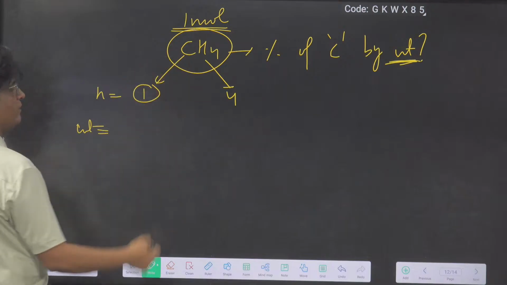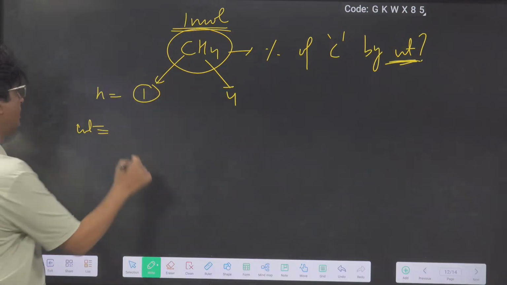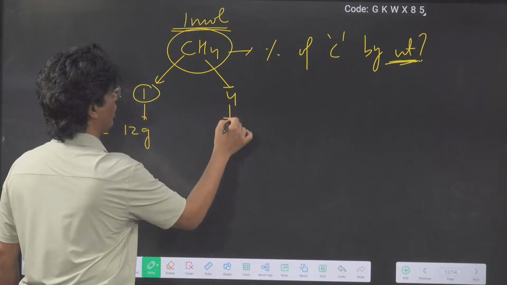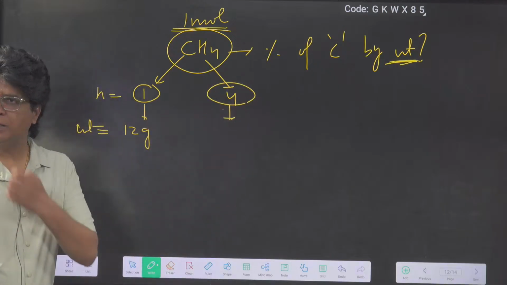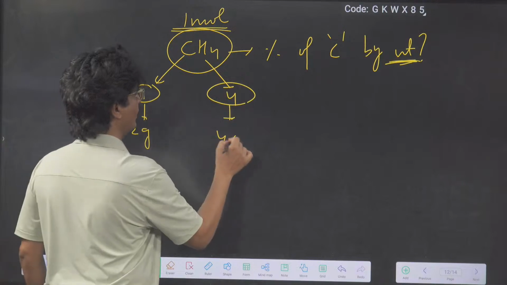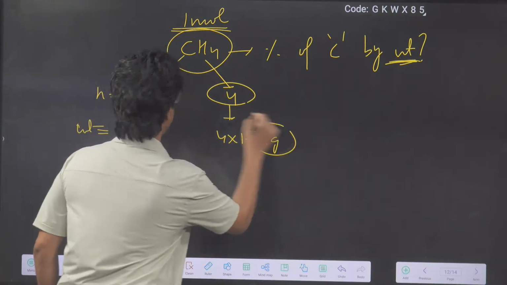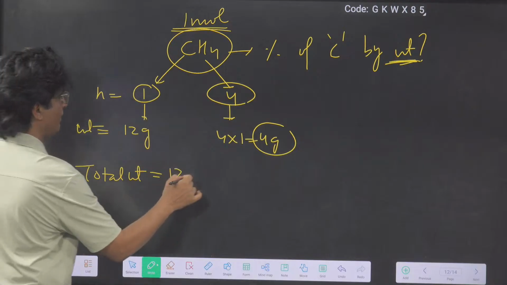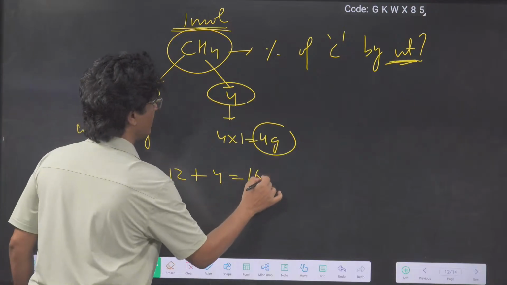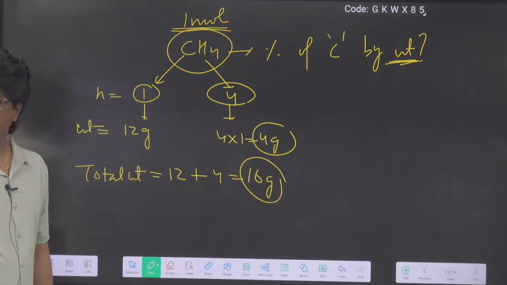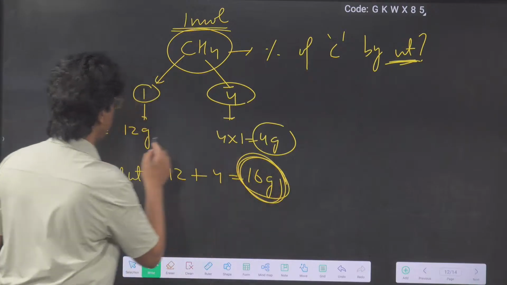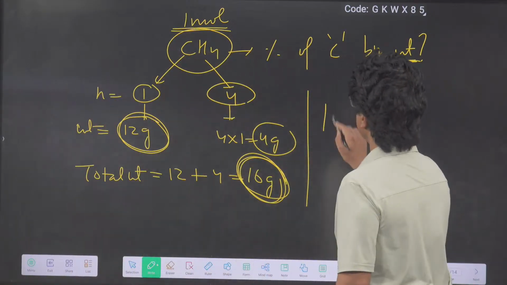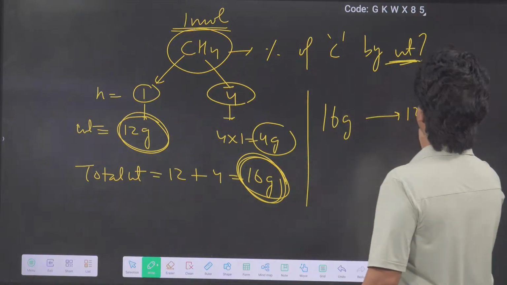1 mole of carbon will have how much weight? Its atomic weight, that is 12 gram. And 4 mole of hydrogen will have how much weight? Its atomic weight, that is 4 into 1, that is 4 gram. So total weight will be 12 plus 4, how much? 16 gram. So out of 16 gram, we have got 12 gram of carbon, right? So 16 gram contains 12 gram of carbon.